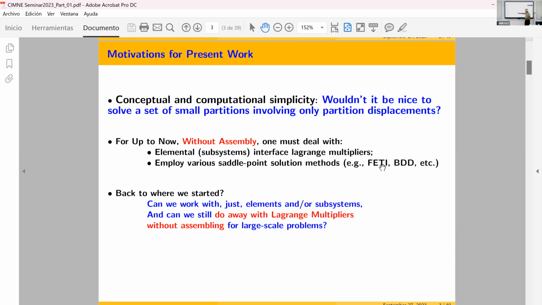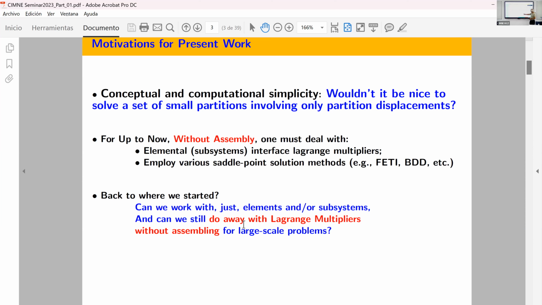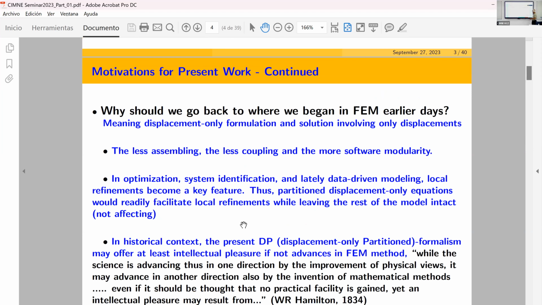So we can ask the same question as I asked. Can we actually construct the equations of motion without involving Lagrange multipliers for large scale? Not the small scale problem, the large scale problem. And to do that, you really have to go back and ask a fundamental question. Why was the displacement method so successful? And learn from there, see what we can use from that methodology, somehow not having to assemble.